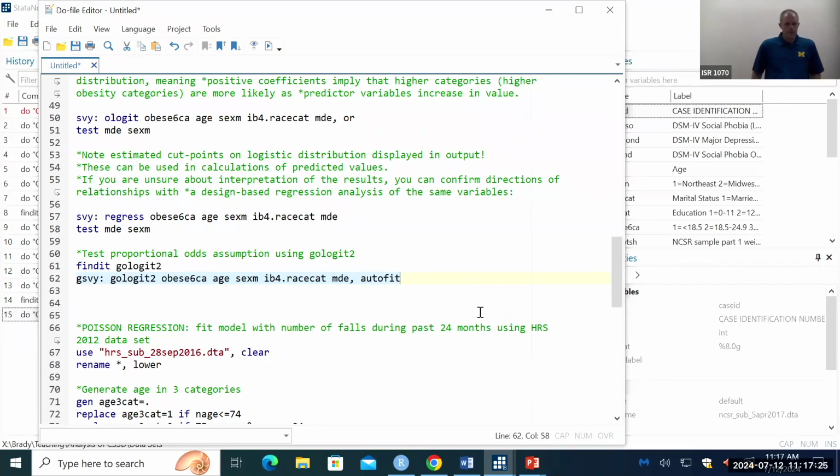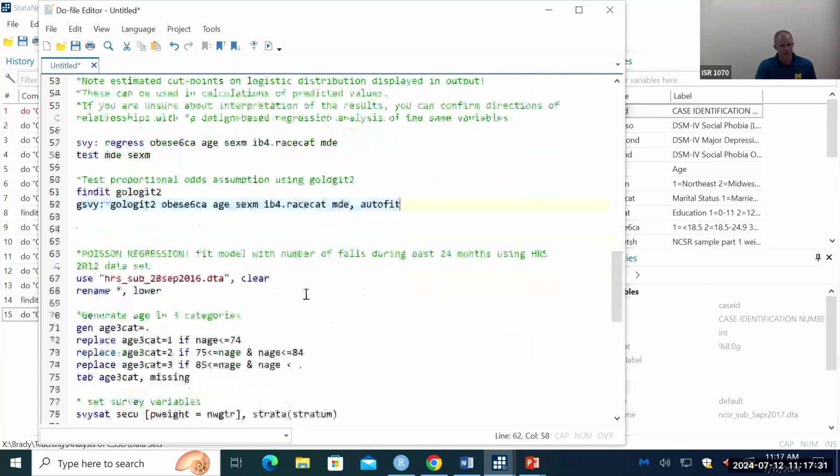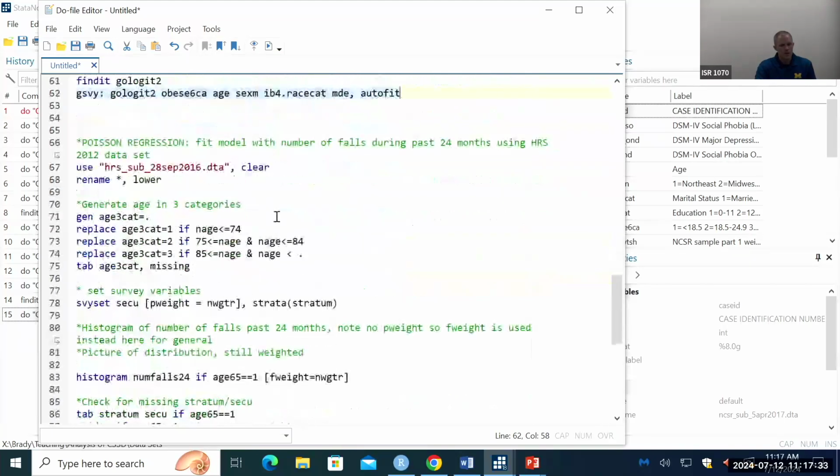Okay. All right, so we've talked about multinomial and ordinal. Let's shift our attention to Poisson regression within Stata. So now we're revisiting that analysis in the health and retirement study data, where we look at the number of falls within the past 24 months using the HRS data. So that's our specific count outcome.